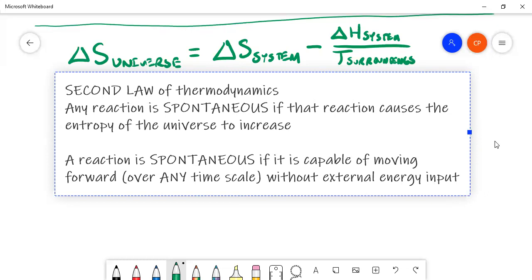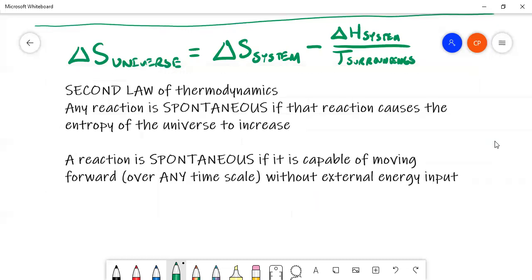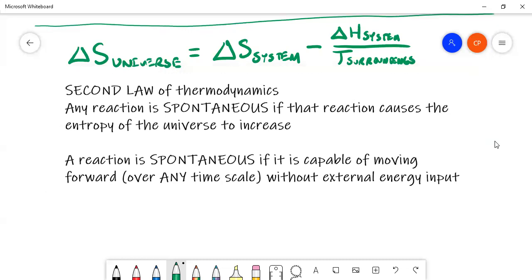And spontaneous reactions cause the entropy of the universe to increase. That statement, that any reaction is spontaneous if that reaction causes the entropy of the universe to increase, is the second law of thermodynamics.